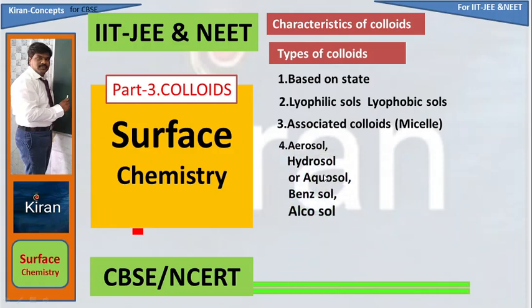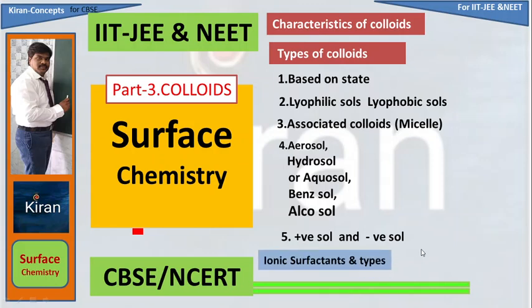Associated colloids. Based upon the nature of the dispersion medium, we have these categories: aerosol, hydrosol, aquasol, benzosol and alcosol. Based upon the charge, we have two different types of colloidal solutions, which are positive sol and negative sol. Among this, you are going to learn two more topics: one is ionic surfactants and types, and the other is cleansing action of soap. So these are the topics. Now we are going to discuss one by one.